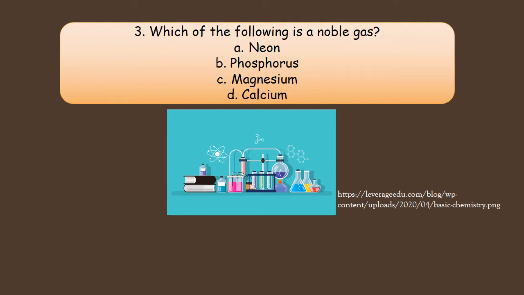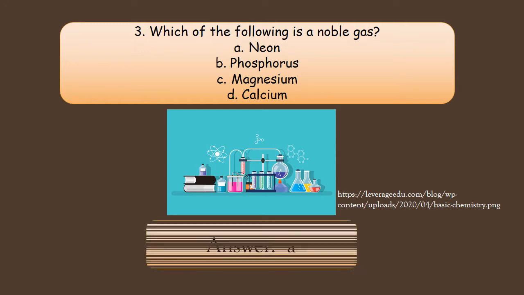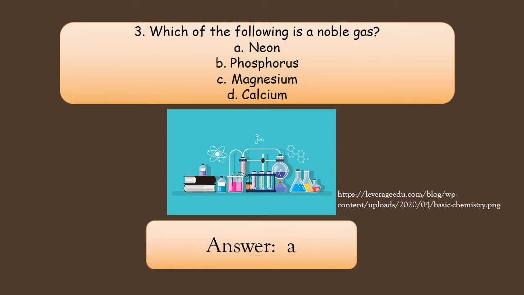Number 3. Which of the following is a noble gas? Letter A, neon, letter B, phosphorus, letter C, magnesium, or letter D, calcium? Now the answer is letter A, neon.